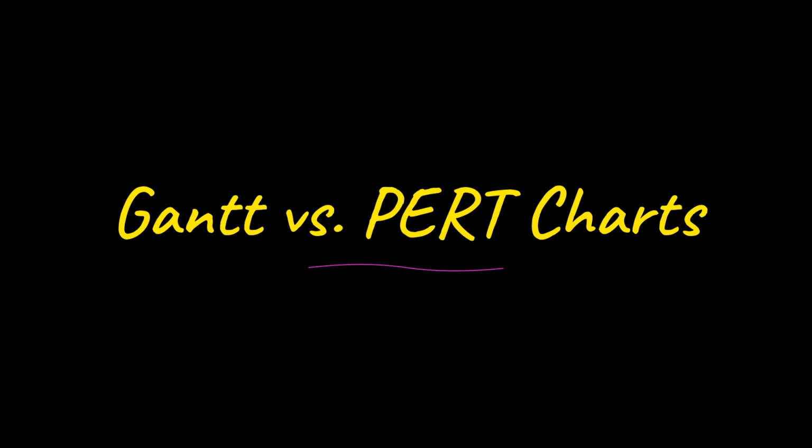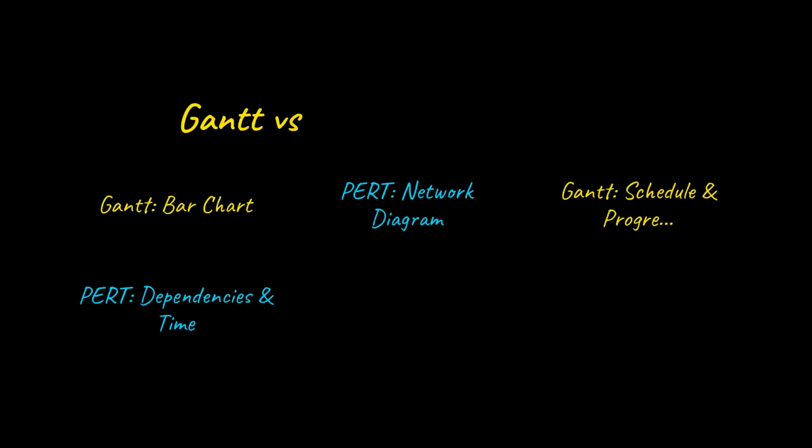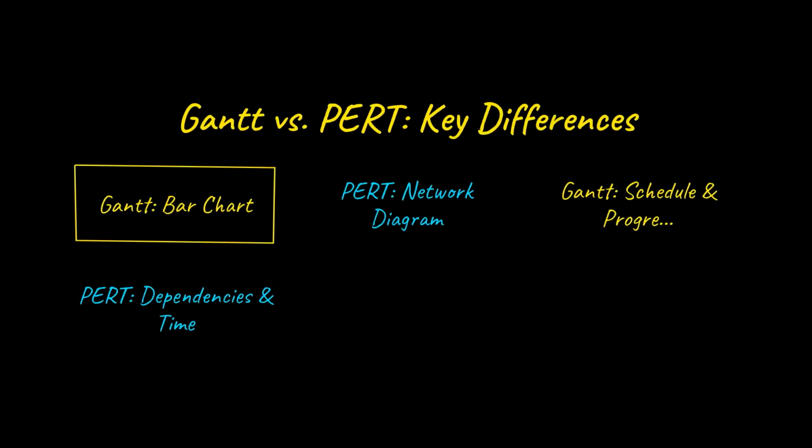Two scheduling tools dominate project management, the Gantt chart and the PERT chart. They share the goal of helping managers plan and monitor work, but they suit very different kinds of projects and highlight different things. A Gantt chart is a bar chart.